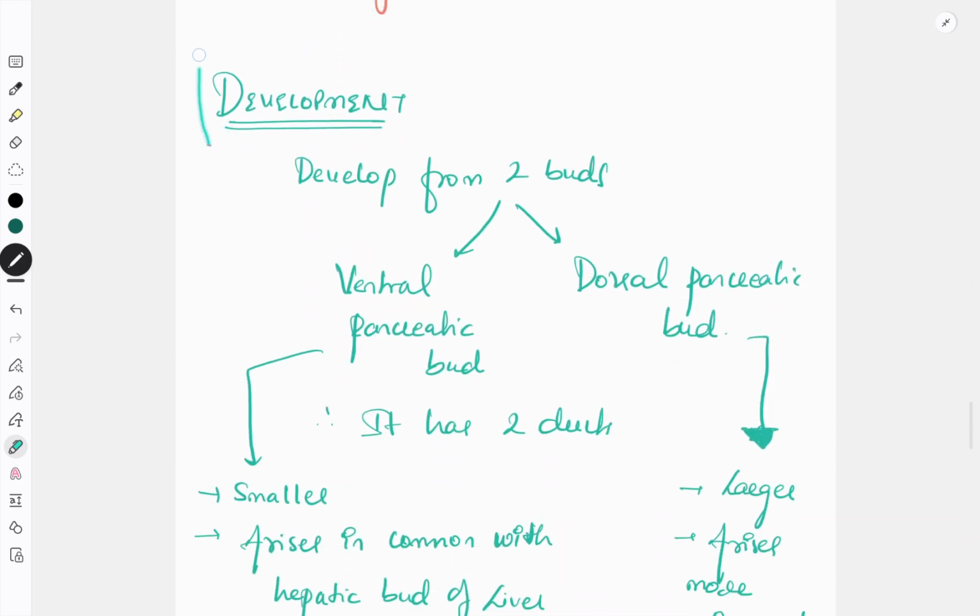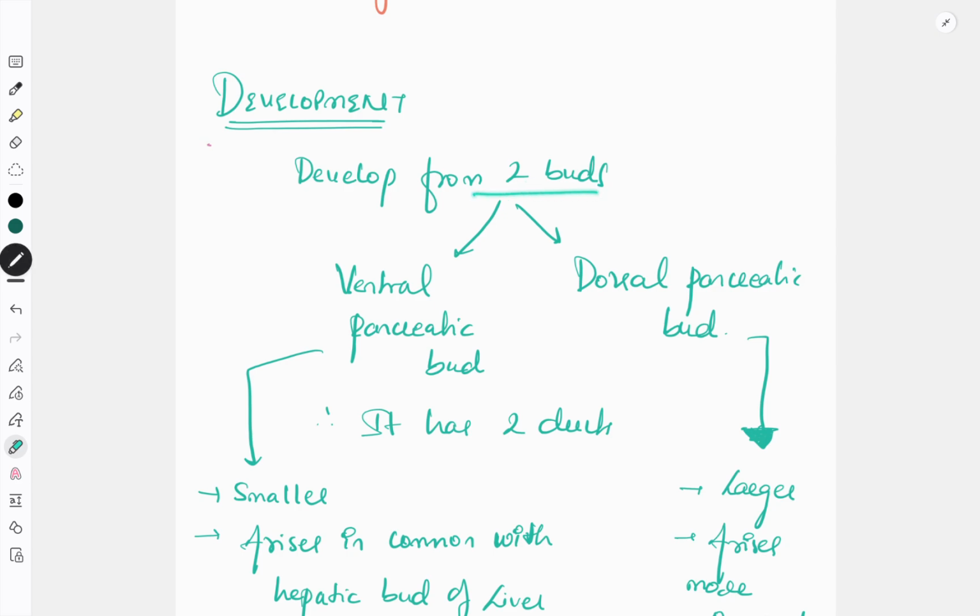The development of the pancreas is very important. This is the second last topic of pancreas. Next we have applied anatomy still left. So the development of the pancreas is very interesting also, and it is also very important. You will also read the development of the pancreas again, probably in more detail in embryology, but for now we will study it.